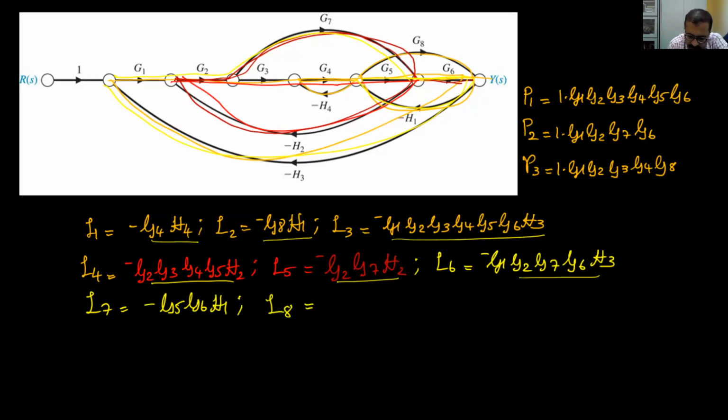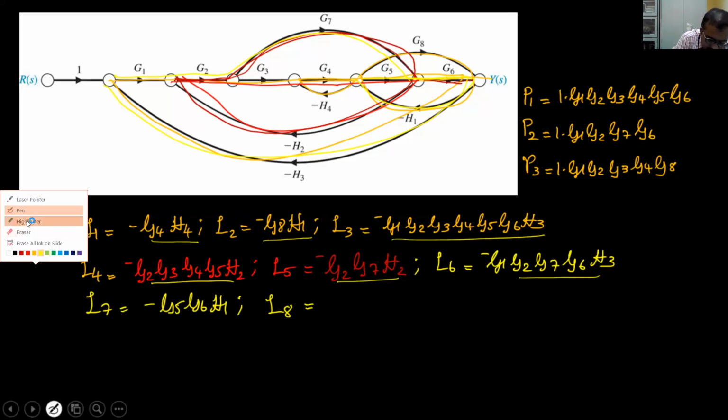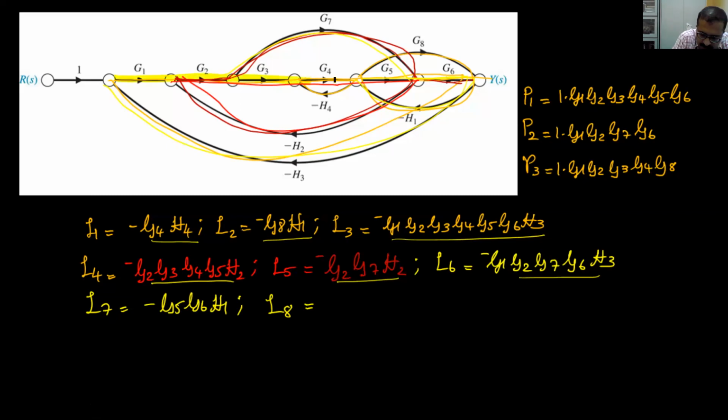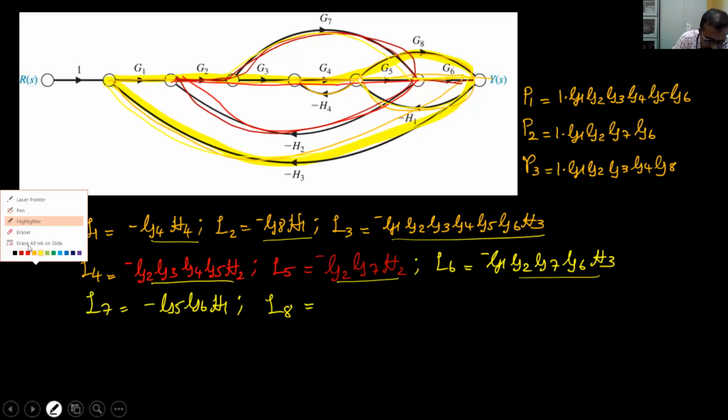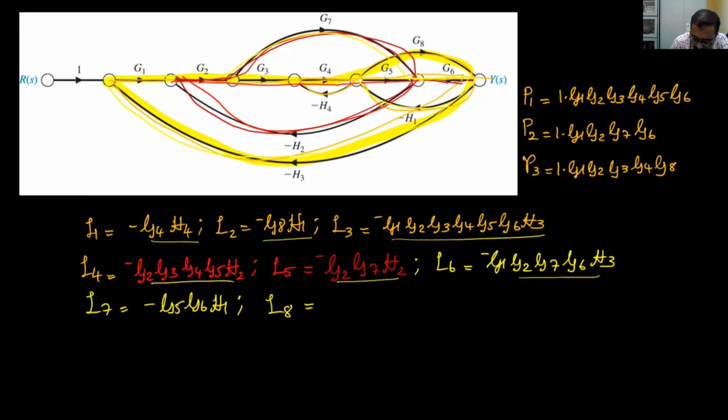G1, G2, G3, G5, G4, G8 like this. G1, G2, G3, G4, G6 minus H3. That is yet another loop possibility. Okay. So L8 will be G1, G2, G3, G4, then G8 minus H3. Okay. There are total 8 loops. Okay. 3 forward paths and 8 loops.